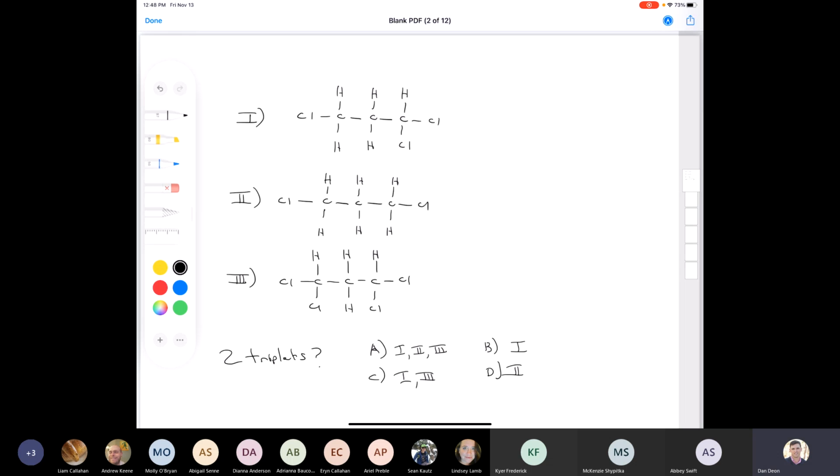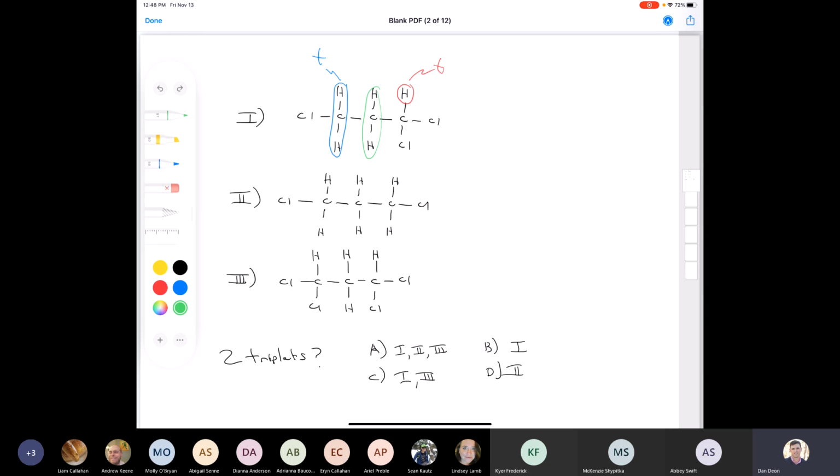Okay, let's examine these compounds. If I look at the first compound, I see that these two protons here, which are equivalent, are both coupled next to two protons. And so I would get a triplet from these two protons. If I look at this proton over here, it's also coupled next to these two protons, and so it would also give me a triplet. Whereas these two protons here are coupled next to this proton and these two protons, which are not equivalent, and so that would not give me a triplet.